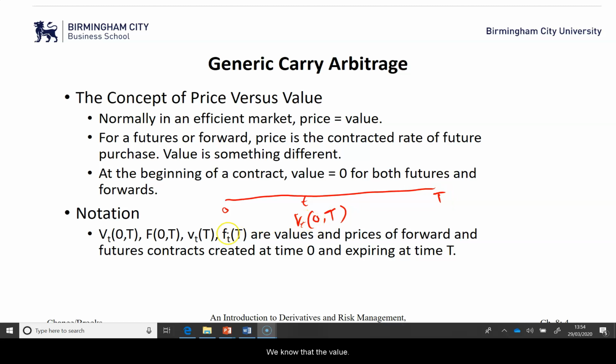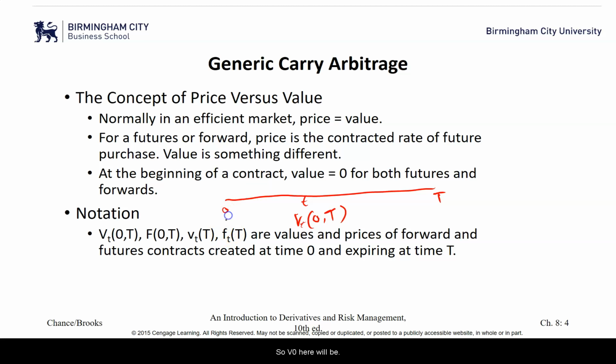So we know that the value at the start will always be 0. So V0 here will always be 0. The next notation is for the price of the forward contract, initiated at time 0 and expiring at time T, and it remains constant or fixed over the life of the forward contract. So it is estimated here, but then in the contract this price prevails till the time of expiration, where the gains and losses are calculated on the forward contract with respect to the fixed forward price.